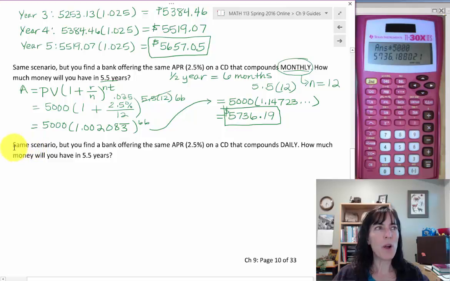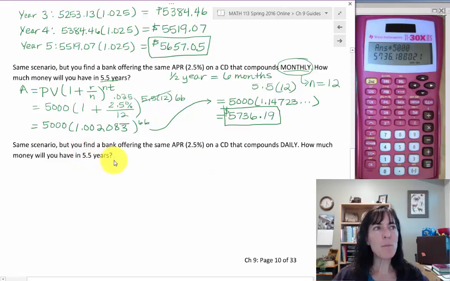Now, another problem. You can try this one out if you want, or just watch on if you're not quite ready to do it on your own. Same scenario, but you find a bank offering the same APR, 2.5% on a CD that compounds. This time we're compounding daily. So every day we're calculating interest and adding it back into the account to get more interest later. How much will you have in 5.5 years?